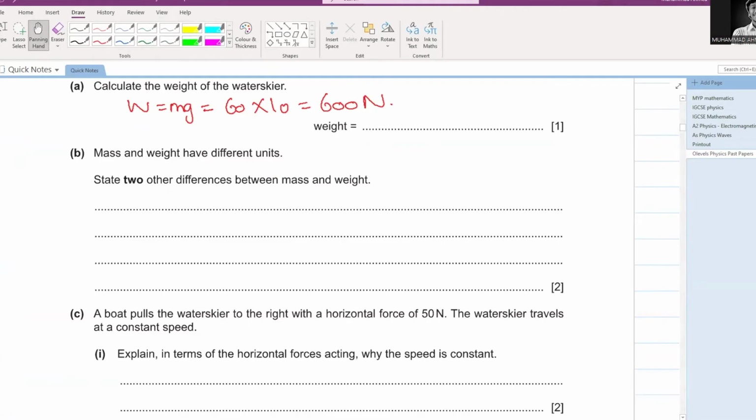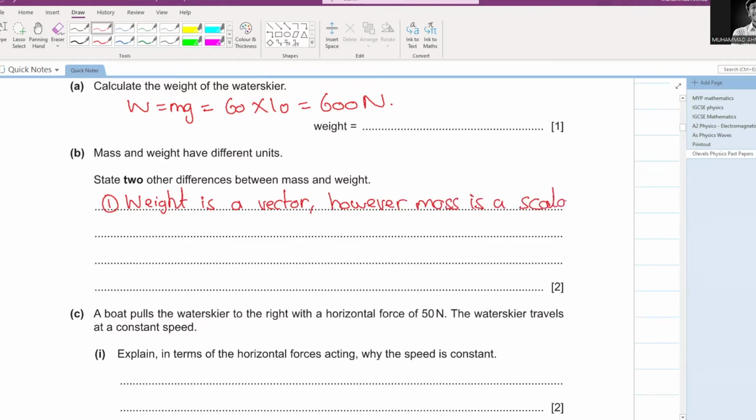State two other differences between mass and weight. Weight is a vector quantity, whereas mass is a scalar quantity. What is mass? Mass is the amount of matter in a substance, and weight is a force due to the gravitational field strength. So you can write it here. First difference can be that weight is a vector quantity. However, mass is a scalar quantity.